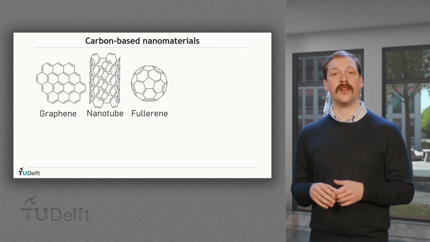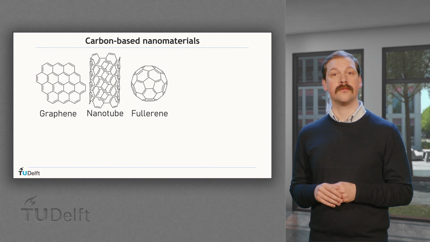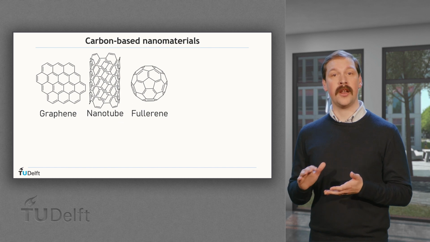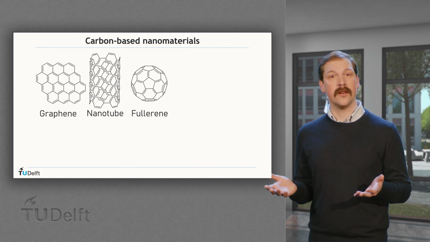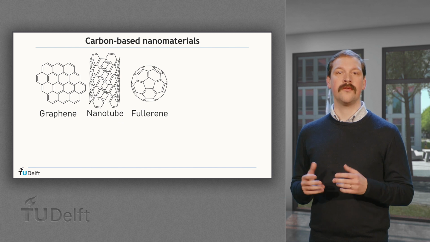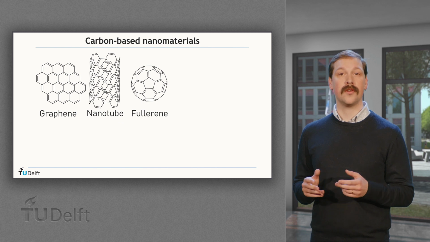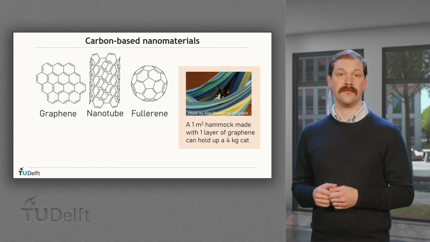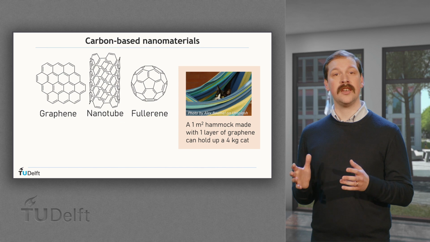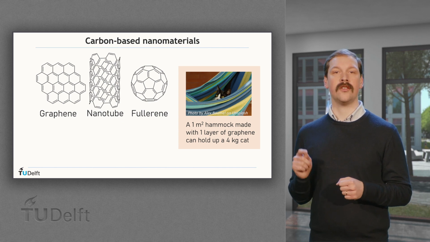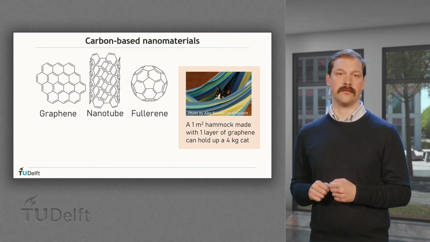But there are not only metal nanoparticles. Carbon can form many interesting nanostructures. Carbon atoms, arranged in a hexagonal planar array, form graphene. Multiple layers of graphene form the mineral graphite that is found in pencils, for example. Graphene is a 2D nanomaterial and is the strongest material ever tested. A 1 square meter hammock made with a single atomic layer of graphene can hold up a 4-kilogram cat.